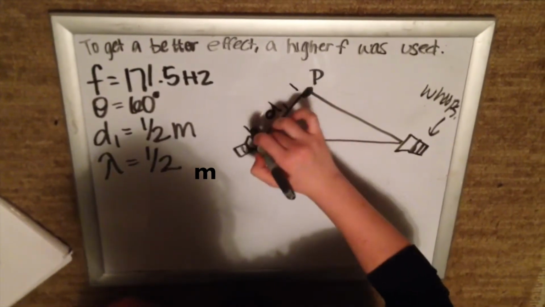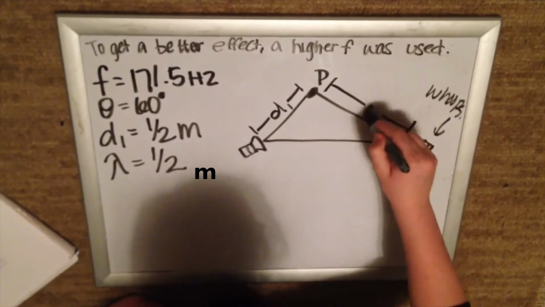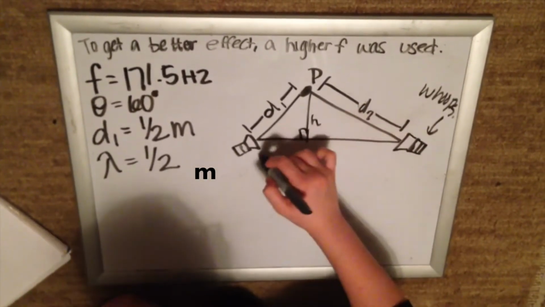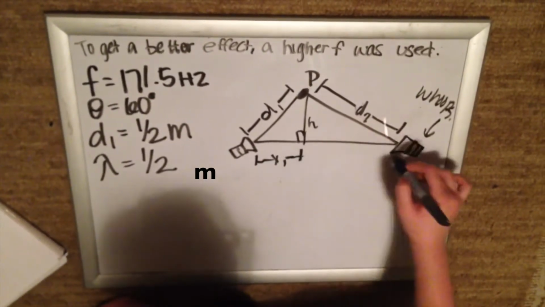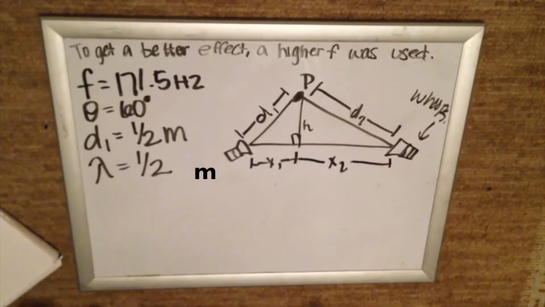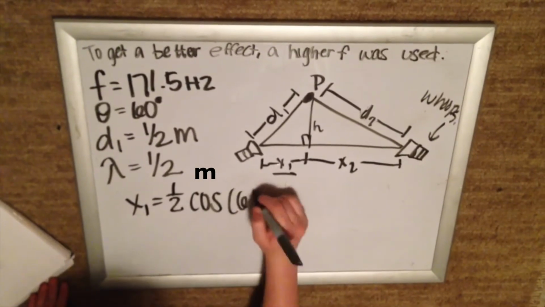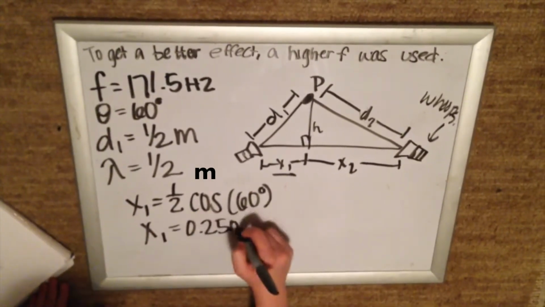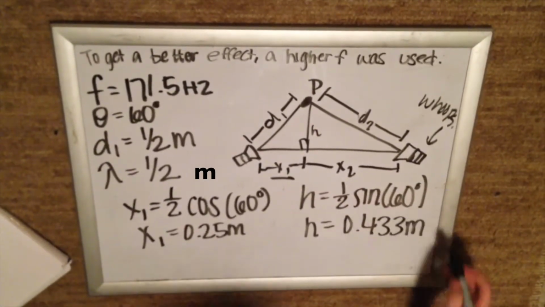So, distance 1 will be from first speaker to the P, distance 2 will be from the second speaker to P, the height is going to be the distance in the Y, and x1 will represent from speaker 1 to P in the X, and x2 will represent from speaker 2 to P in the X. Using basic trig functions, we can solve for x1 to be 0.25 meters, and we can solve for the height to be 0.433 meters.